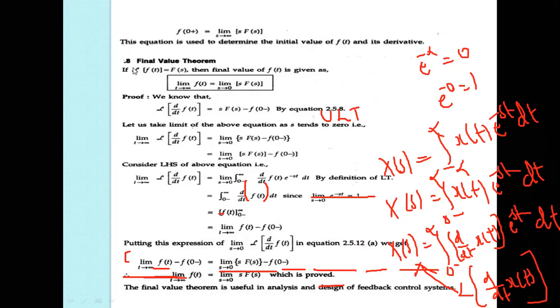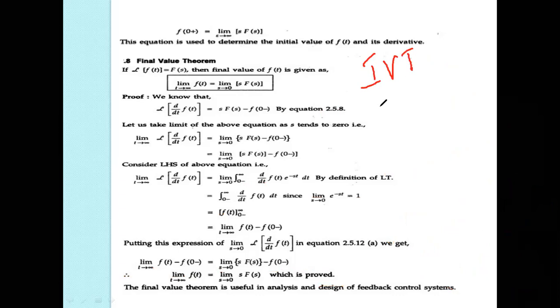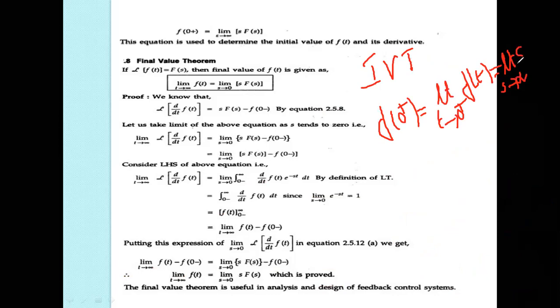Then coming to the eighth property, the final value theorem. In the initial value theorem, the time domain is t equal to 0 plus, and the frequency domain is s tends to infinity. Now the final value theorem is the reverse. The limitation is: limit t tends to infinity f of t is equal to limit s tends to 0 of s into f of s. Got it, my dear students? Initial value theorem is f of 0 plus, or limit t tends to 0 plus f of t, equal to limit s tends to infinity s into f of s.